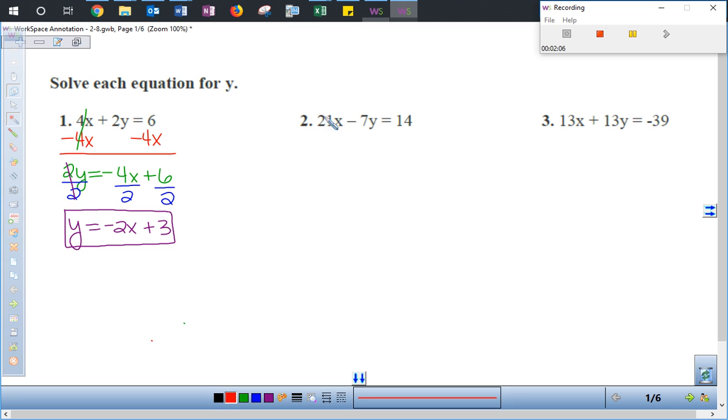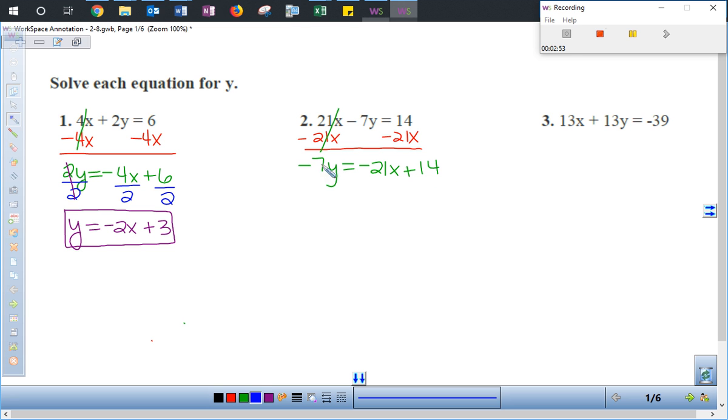So this 21x is attached to this negative 7y. So I want to subtract 21x from each side because it's a positive number. That's going to cancel off on my left side, leaving me with the negative 7y. So be careful with that sign. Negative 7y on the left-hand side. And on the right-hand side, these are not like terms, so I cannot combine them. It's going to look a lot like number 1. The x term needs to go first, so negative 21x plus 14.